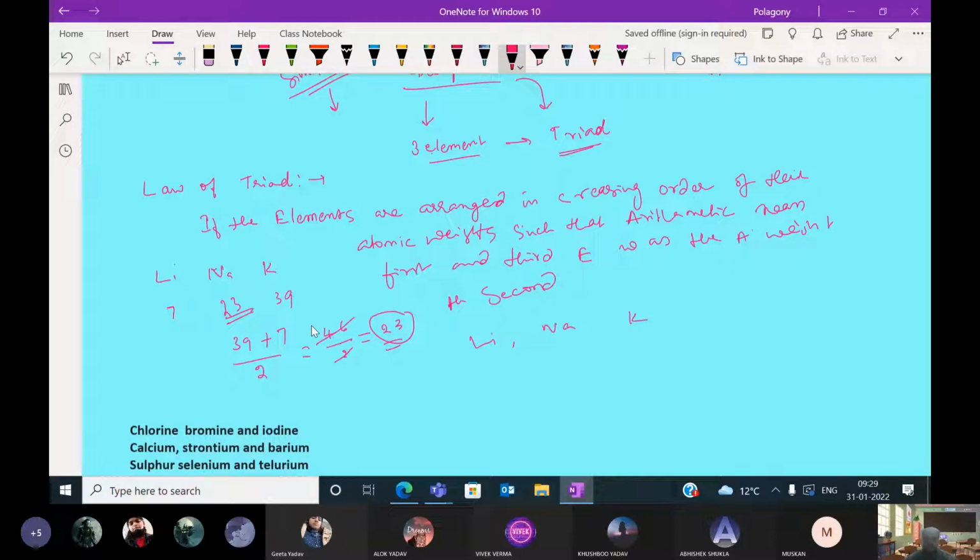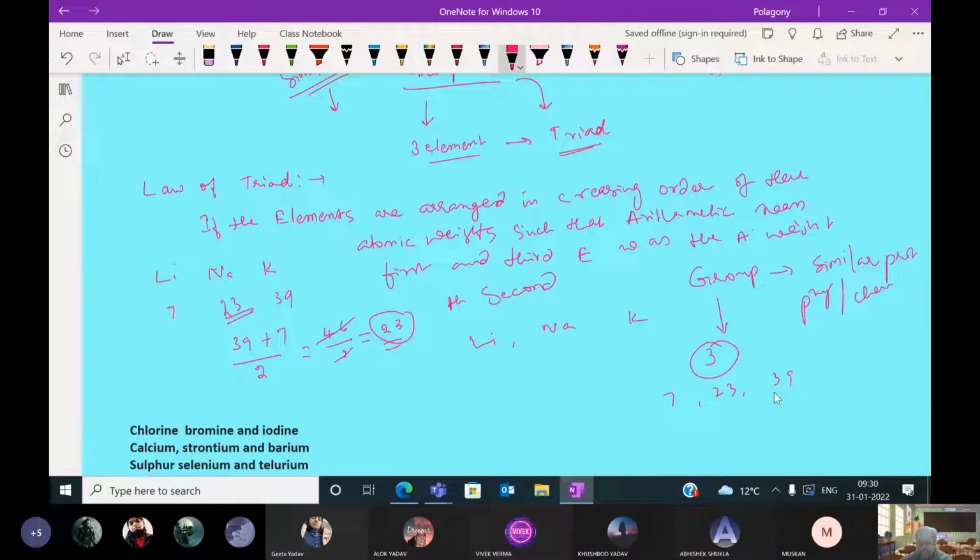According to the law of triad, this was the classification made by Doberner. In that classification, he grouped the elements based on similar properties, whether physical or chemical. In that group, he took 3 elements. How did we arrange the 3 elements? In increasing order of atomic weights: 7, 23, 39.